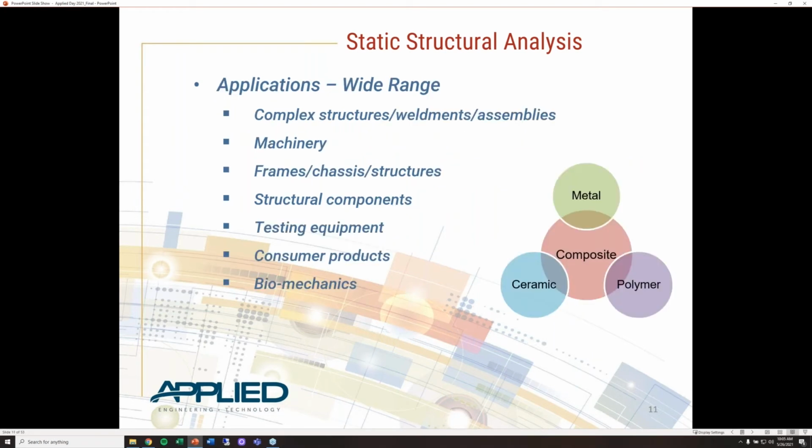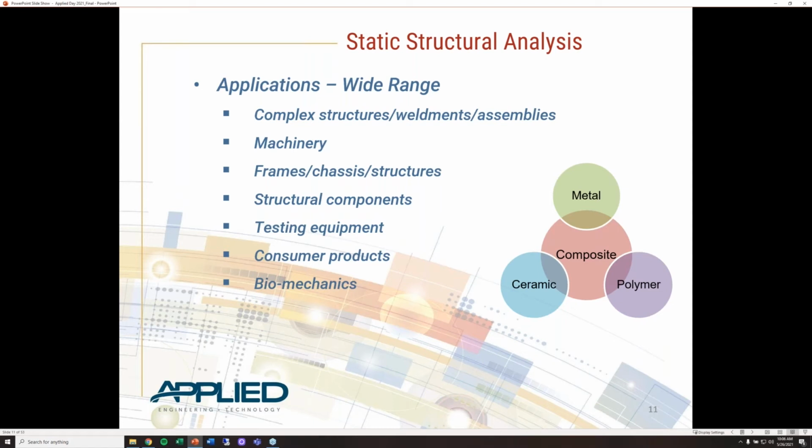We do have a wide range of applications with static structural analysis. Again, it's the typical analysis that we're going to be performing on a day-to-day basis. We can look at complex structures, weldments, assemblies, machinery, frames, chassis, structural components, testing equipment, even things like consumer products and biomechanics. And we have a wide range of materials and a pretty vast materials library available to us for looking at a lot of these different products and designs.